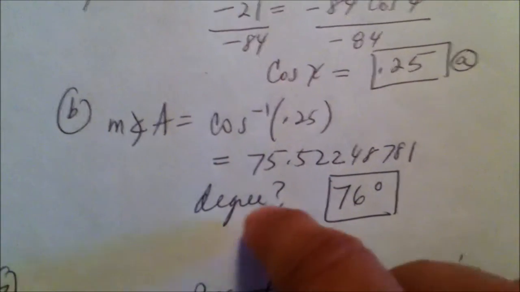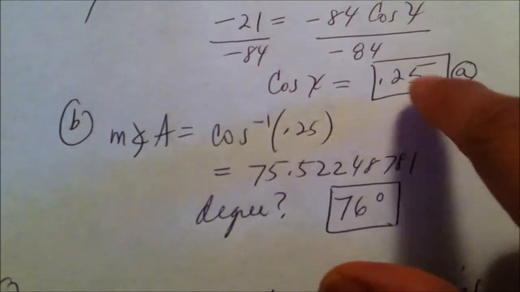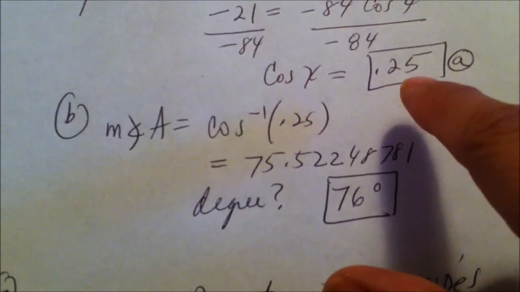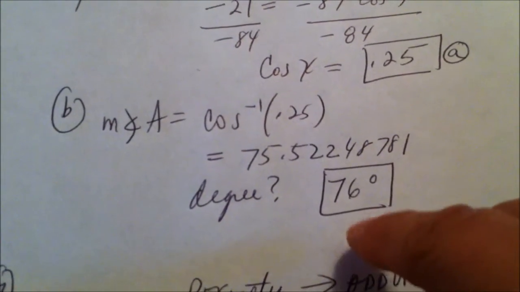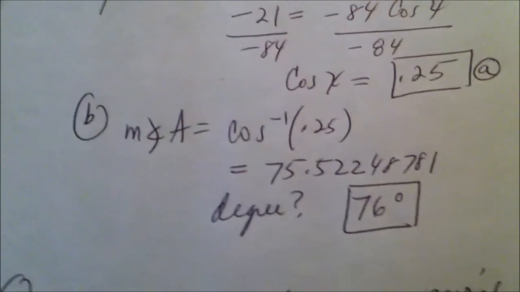It doesn't say what to round to, so we'll just round it to the nearest degree right now. So 76 degrees. This is a good example of the law of cosines, finding an angle and knowing if they're asking me for cosine x or the actual angle. Don't give them more than they want, just answer the question.